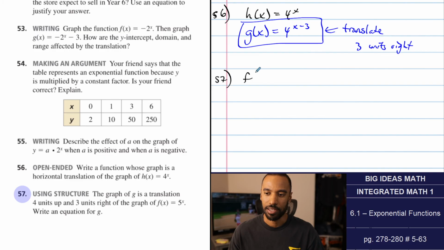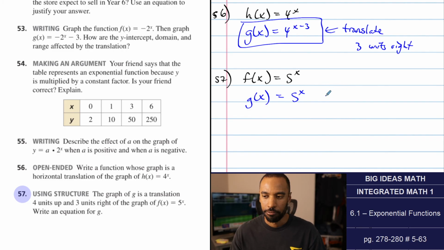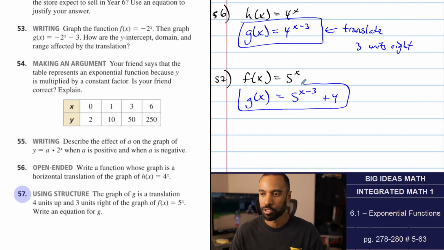So f of x equals 5 to the x power. Now, notice that they mention g of x with 4 units up. That's a k value of 4, and 3 units right. That's an h value of 3, and we have to subtract the 3. So 5 to the x minus 3 power plus 4. Nice and quick.